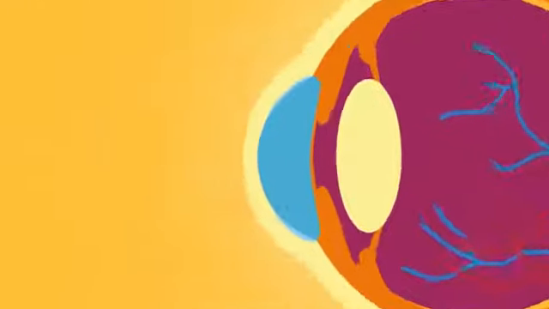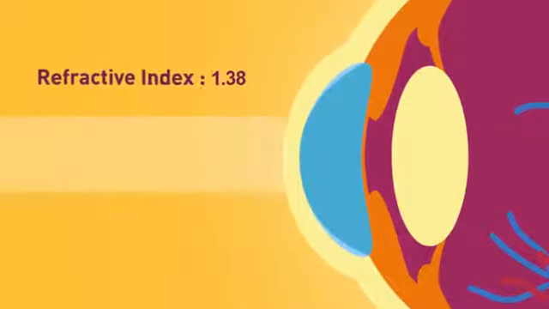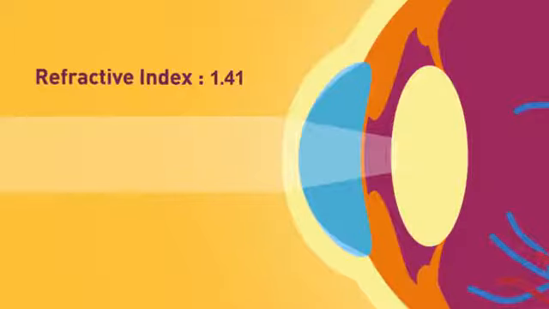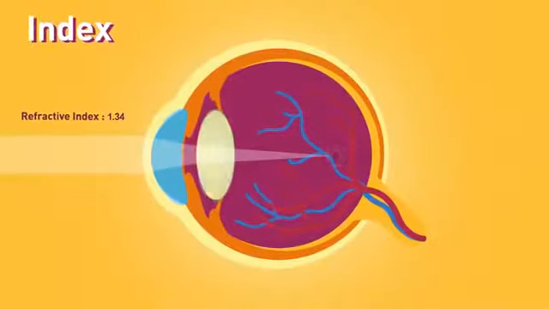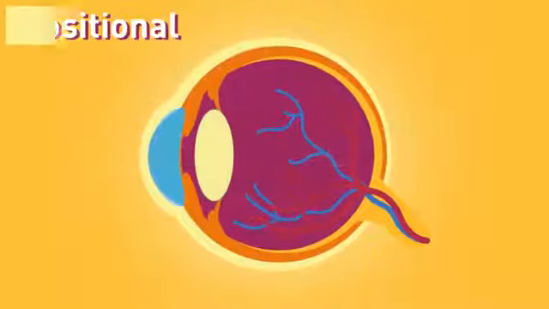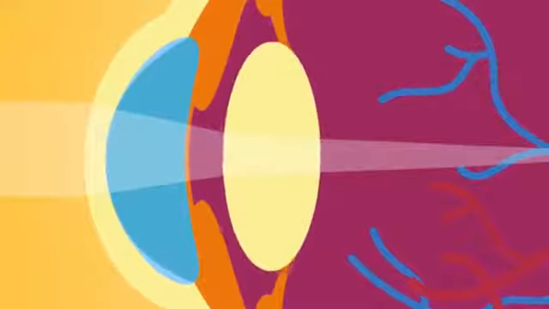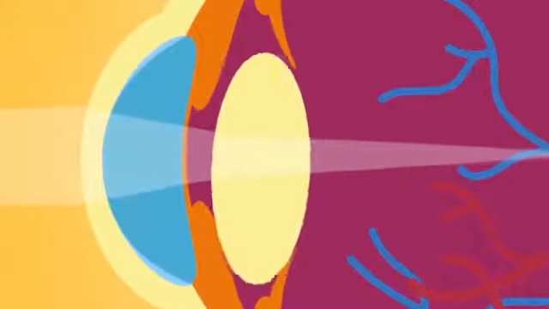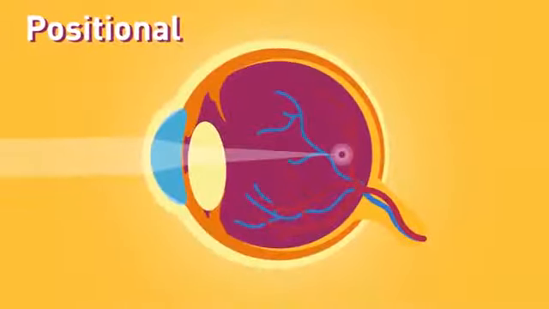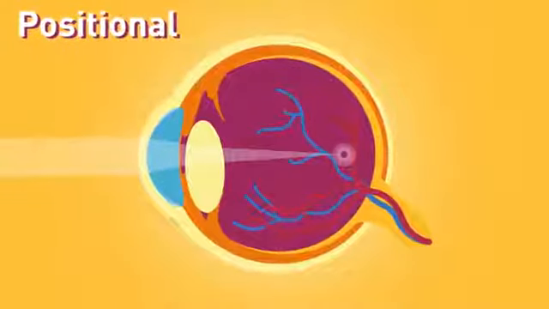Index. Increase in refractive index, i.e. light bending, focusing power of the lens, for example in cataract. Positional. Anterior displacement of the lens, e.g. after trauma. This again causes light rays to be focused in front of the retina.